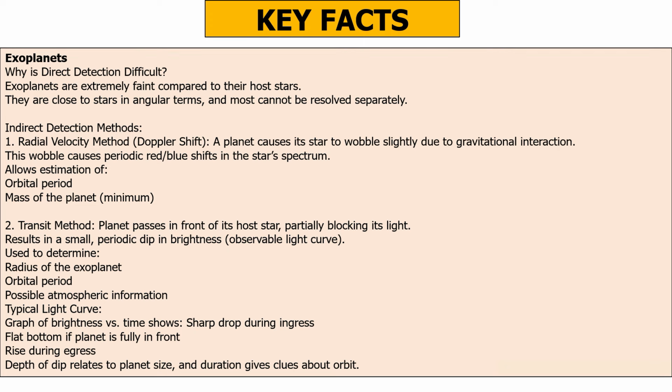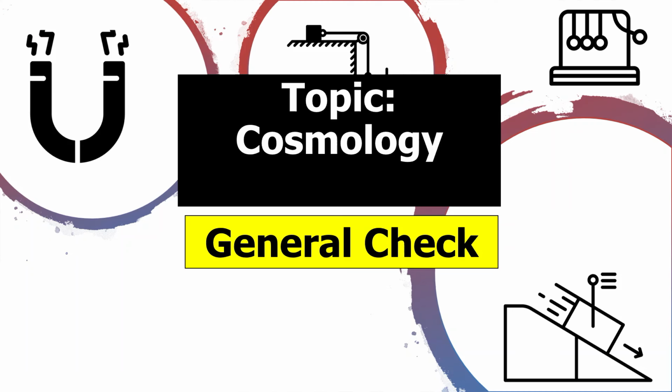Now, the depth of the dip relates to the planet's size, and the duration gives clues about the orbital period of the planet. So let's have a look at some general check questions regarding cosmology.